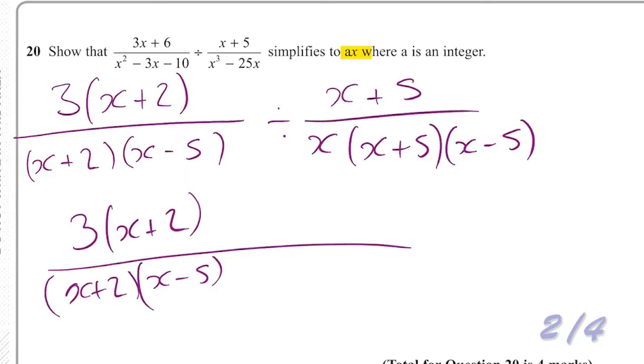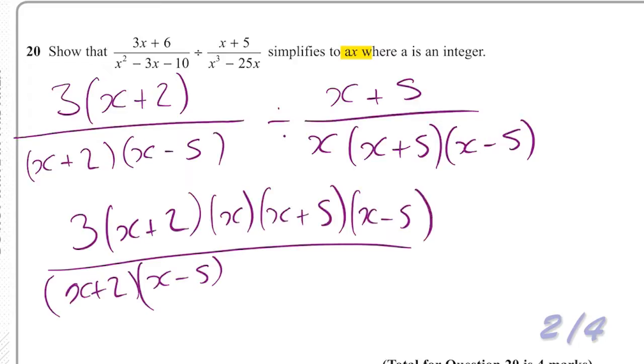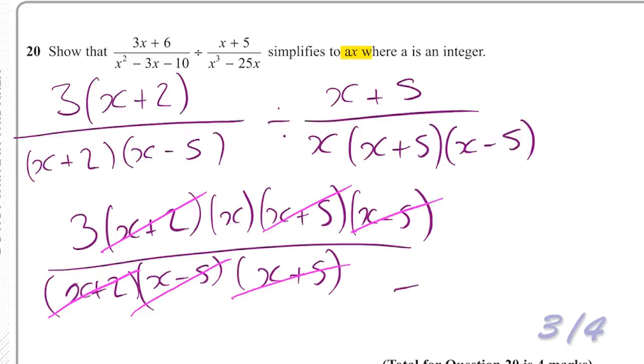And we're going to divide that by this fraction. When you divide by a fraction, that's the same as multiplying by its reciprocal. So that means we'll have 3 times x plus 2 multiplied by the bottom of this fraction, x times x plus 5 and x minus 5. And on the bottom, just the top of this fraction, so that's going to be multiplied by x plus 5. Now we can see a lot of this is going to cancel down. We've got an x plus 2 on the bottom and 1 on the top, x minus 5 on the bottom and 1 on the top, and an x plus 5 on the bottom and 1 on the top. So all that leaves us with 3 and the x.